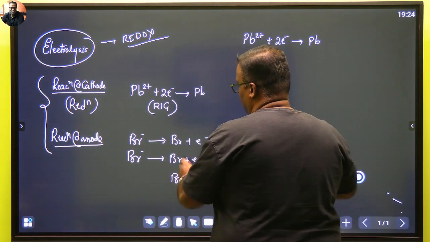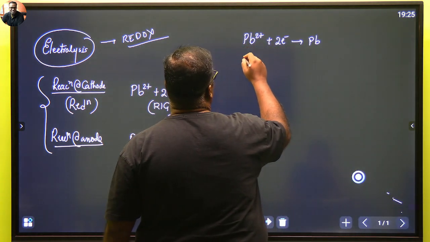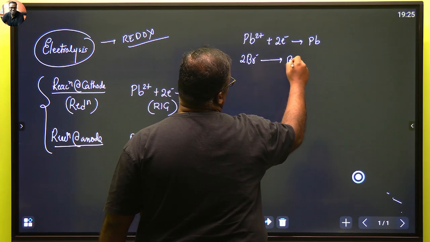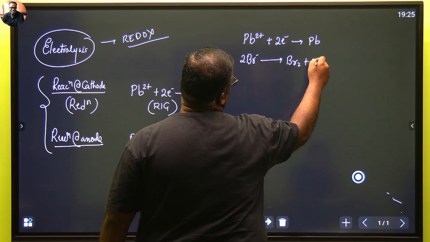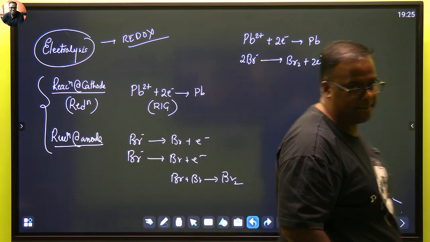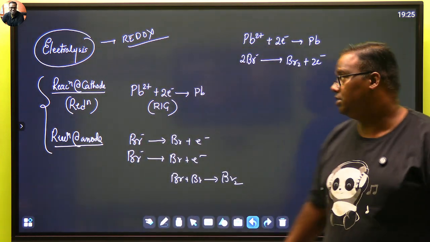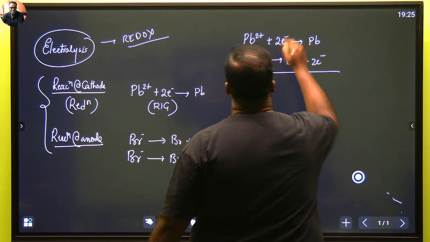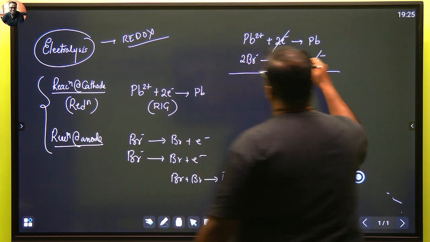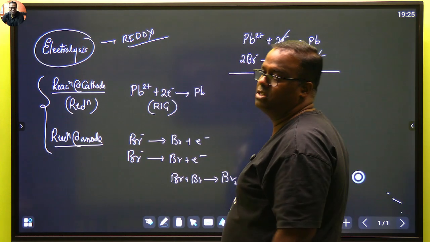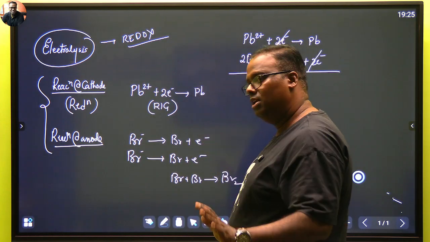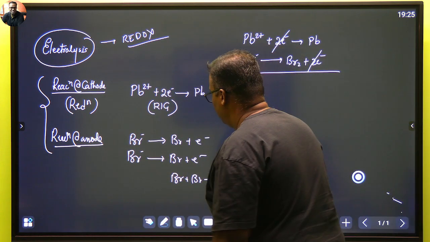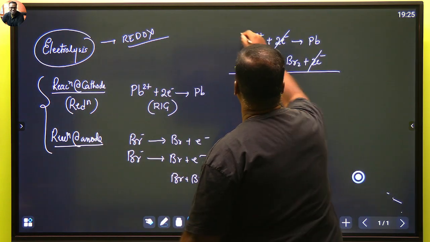So let's see our oxidation half reaction is this. And if you see your reduction half reaction, what is the reduction half reaction? 2Br minus becomes Br2 by losing 2 electrons. Clear? Okay? Now you can add these two and see. This is your complete reaction. Pb plus Br2, it splits up as this. This is your full reaction. Understood? Now let us see where this electron comes from also, because once this is clear, you will understand the rest more easily.